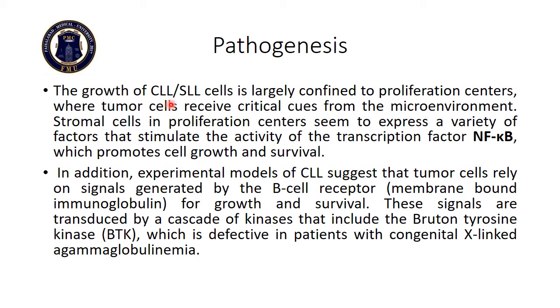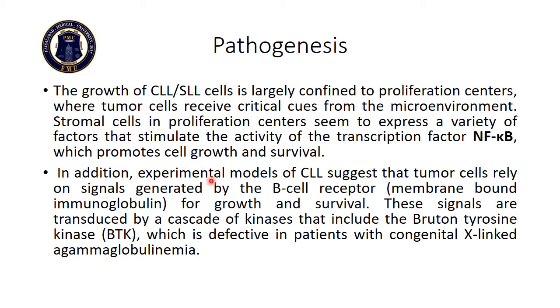The growth of CLL/SLL cells is largely confined to proliferation centers. Why? Because the tumor cells receive critical cues from the microenvironment, which are required for their survival. In the microenvironment of the proliferation centers are present stromal cells which express a variety of factors that stimulate the activity of transcription factor NF-kappa B, and this is required for cell growth and survival.